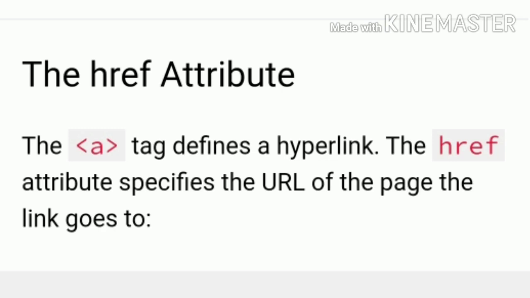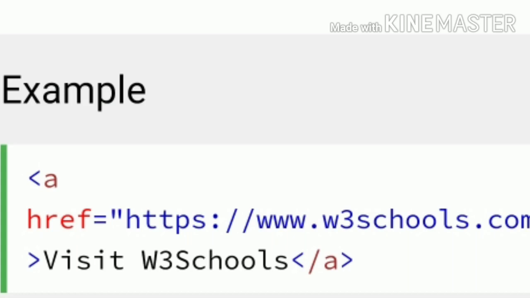You can write a program: a href equal to, within double quotation marks, https://www.w3schools.com, Visit W3Schools, closing a. At that time you are running the program, just like you can write your college code.